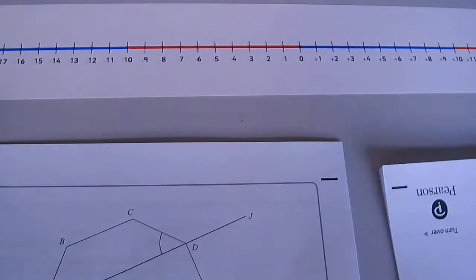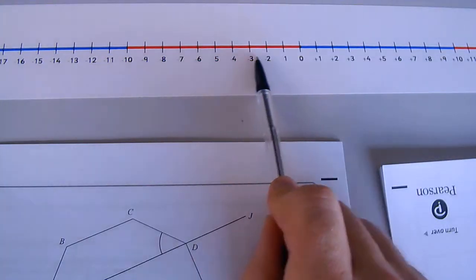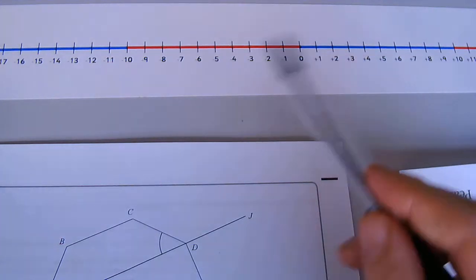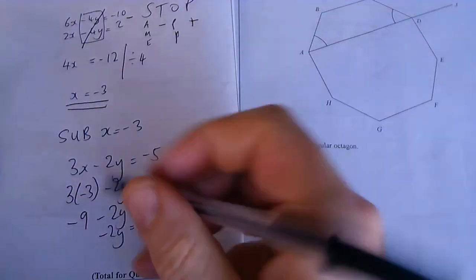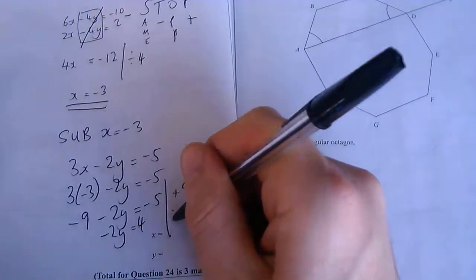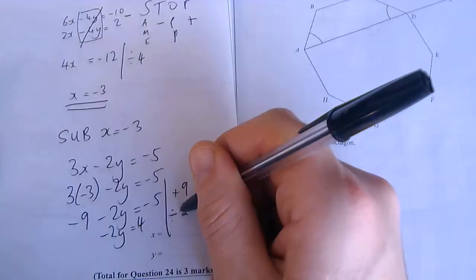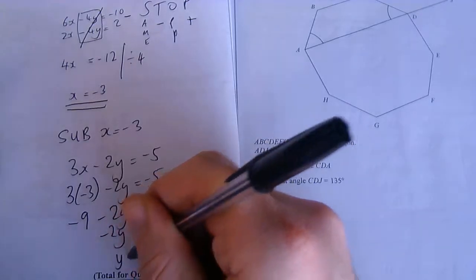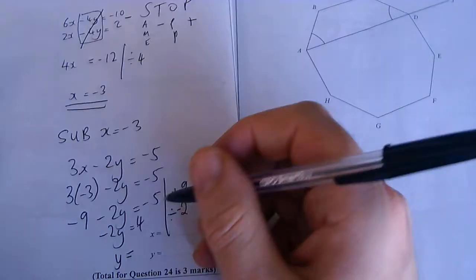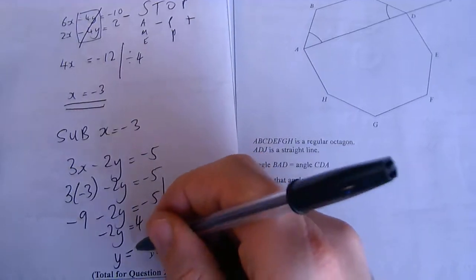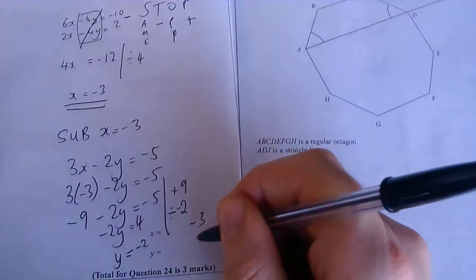And if you're not sure, you might want to draw a number line or look at this. So minus 5, add 9, takes me to 4. Or think about the other way around, because you can. 9 take away 5 is 4. Then I'm going to divide by minus 2, so y equals 4 divided by 2 is 2, divided by minus 2 is minus 2, so minus 3 and minus 2.